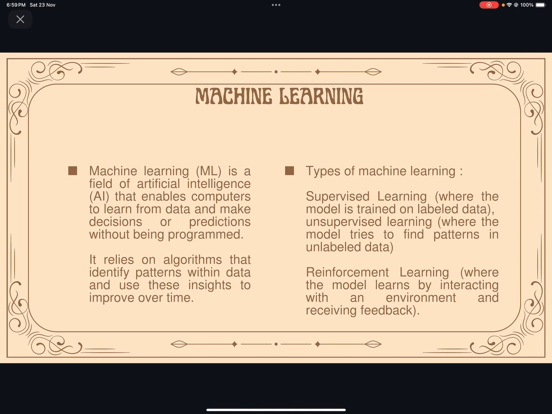Types of machine learning include the following. Supervised learning, where the model is trained on labeled data, and unsupervised learning, where the model tries to find patterns in unlabeled data. And the last type is reinforcement learning, where the model learns by interacting with an environment and receiving feedback.